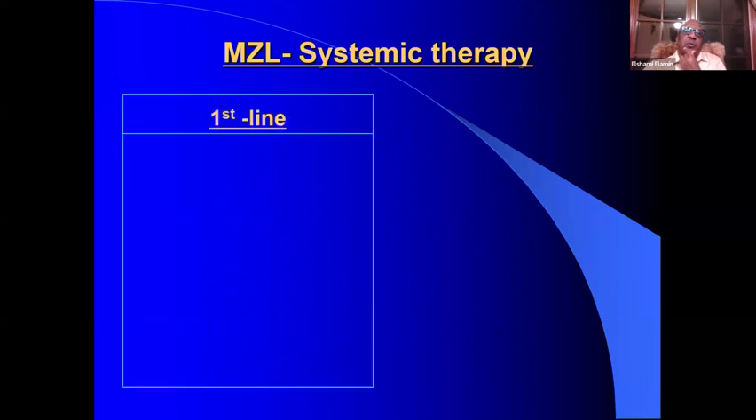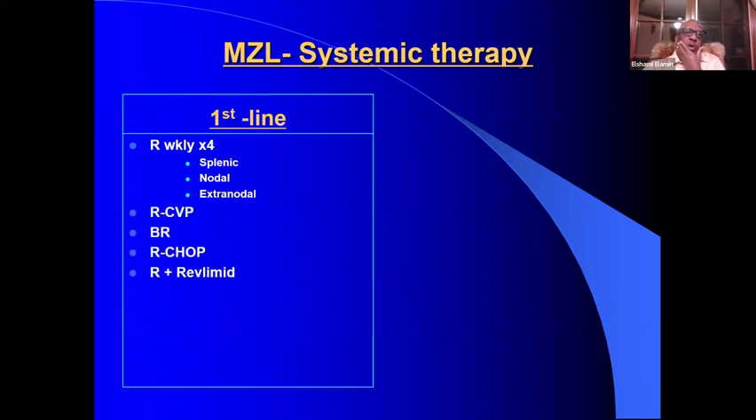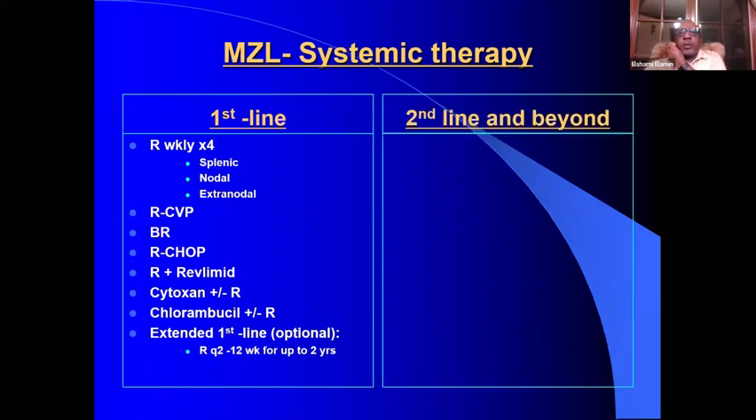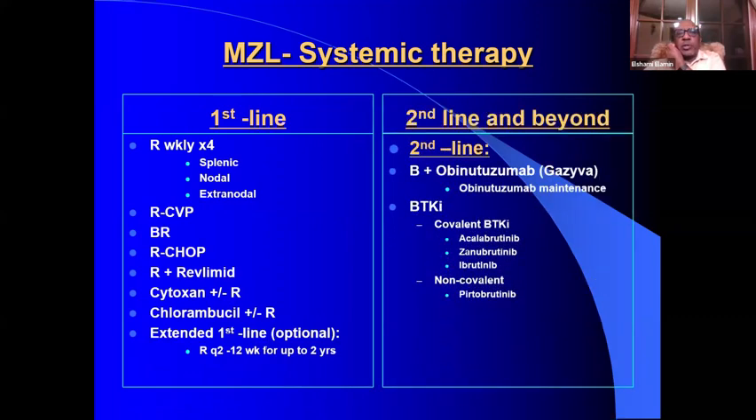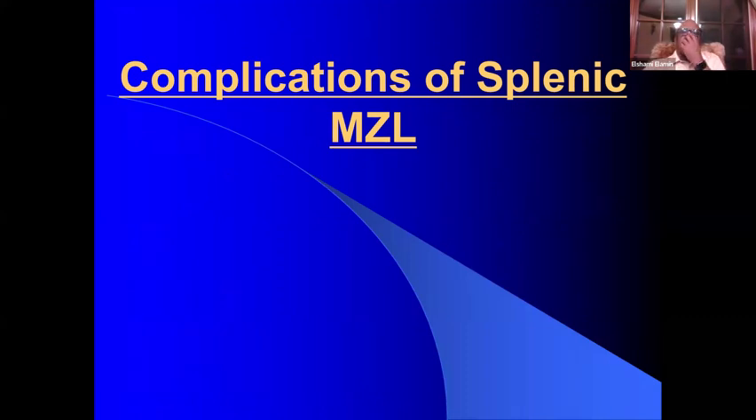This is the regimen, first line for marginal zone lymphoma: rituximab single agent, or rituximab with chemotherapy, R-CHOP, bendamustine, CVP, Cytoxan. Second line and beyond are right here. Basically, we use anti-CD20s with chemotherapy, or may use BTK inhibitors right here. These are all oral. Third line, CAR-T or allogeneic transplant.